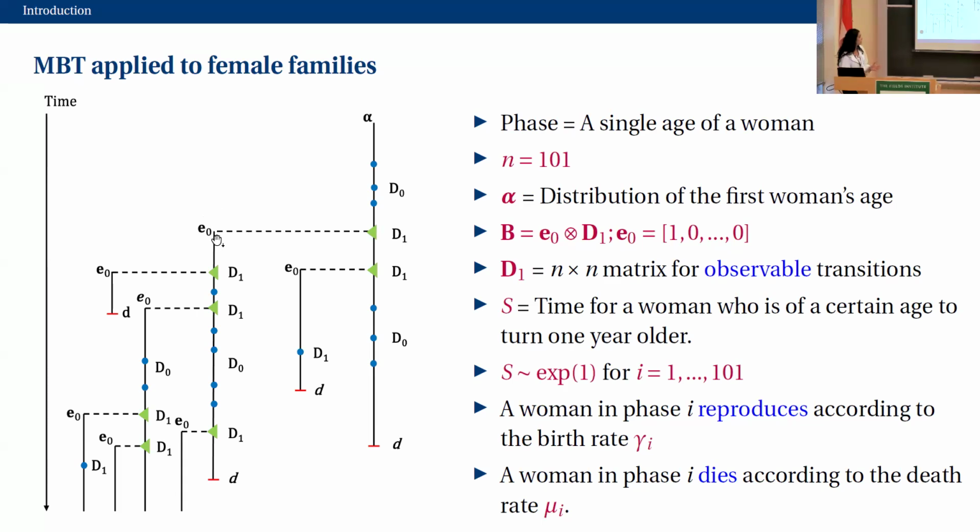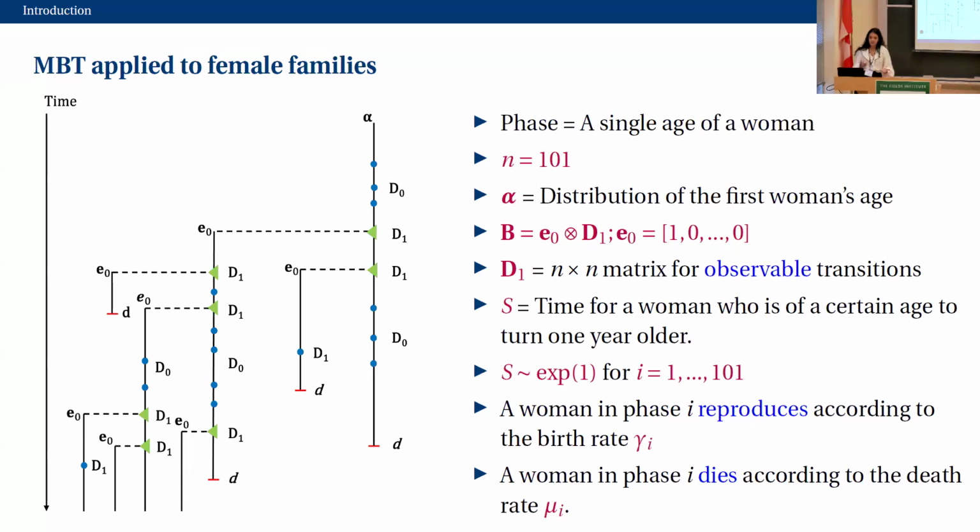So that initial probability distribution will be a unit vector with 1 in the first entry and 0 in all other entries, because obviously all women have to start at age 0, and they go on. So like this, the process continues. This time, our birth rate matrix will be a Kronecker product of E0 and D1. D1 I will define in a while.